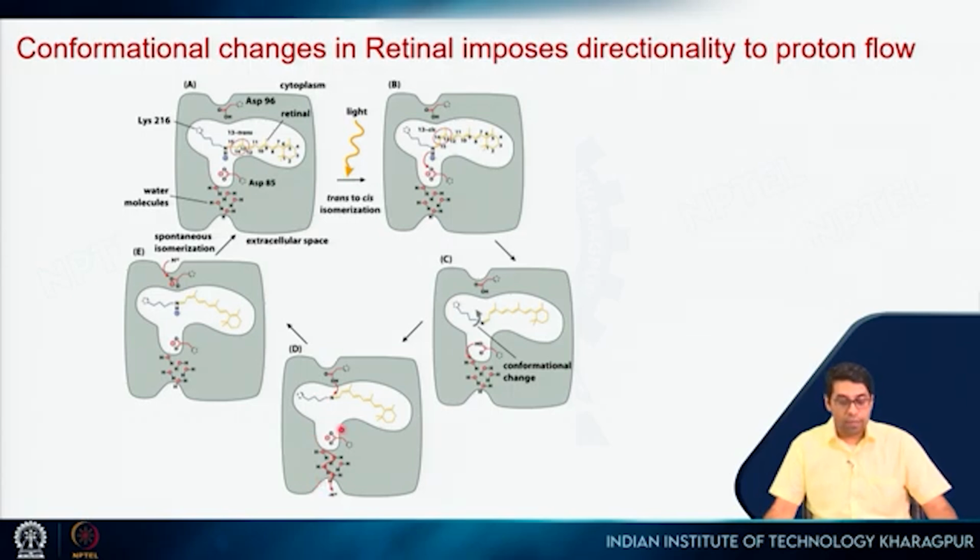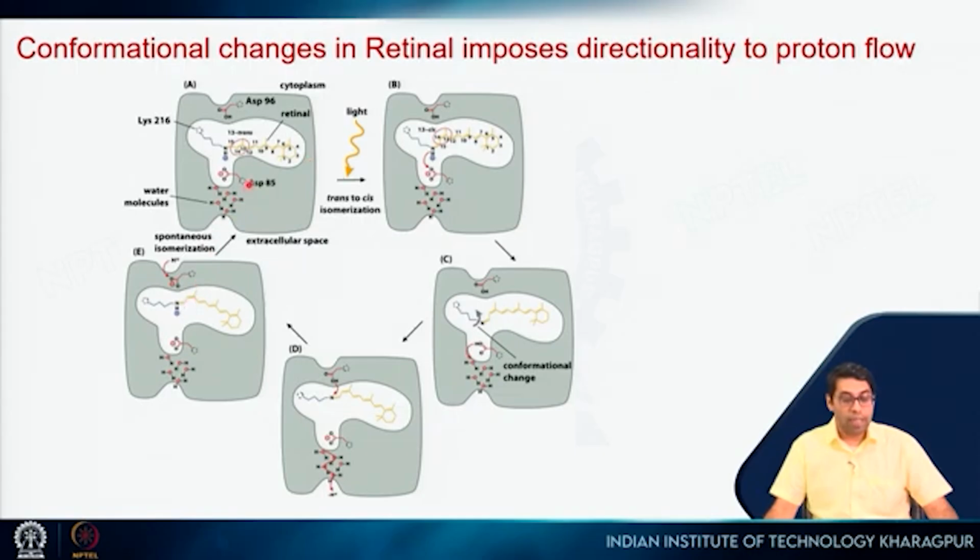So at this stage, this bond is still cis. We have transferred the proton here. This is close to this aspartic acid. Now this Schiff's base will abstract a proton from this aspartic acid, which has taken the proton from the cytoplasmic side, right, from a water molecule in the cytoplasmic side. So this proton will be transferred to the Schiff's base. It will again become positively charged and this structure will relax back to the trans state.